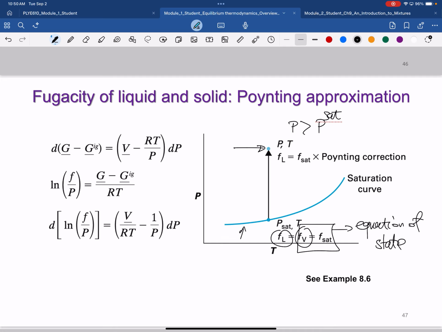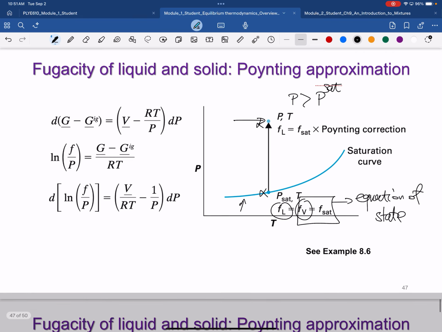So the estimation that we have, we say it's going to be equal to the vapor fugacity, the Fsat, times some correction. And the correction comes from the integration at a constant temperature going from this point to this point. So we can write the equation for d ln f over p as a function of dp. We haven't done anything significant over there.